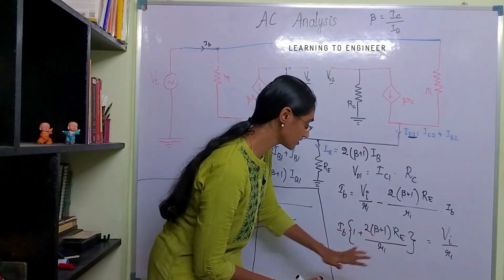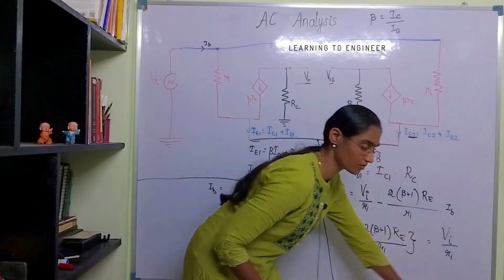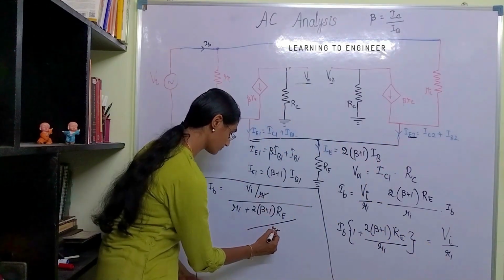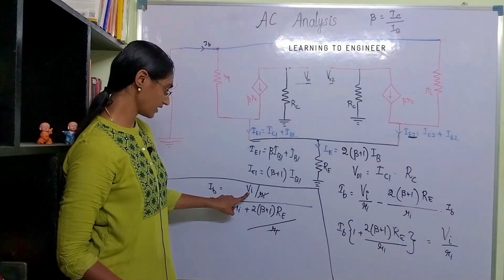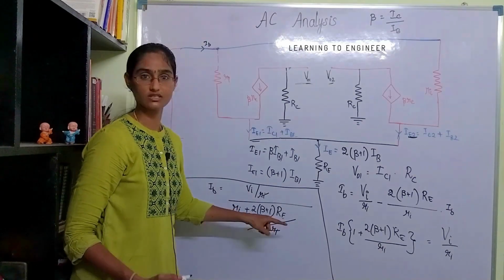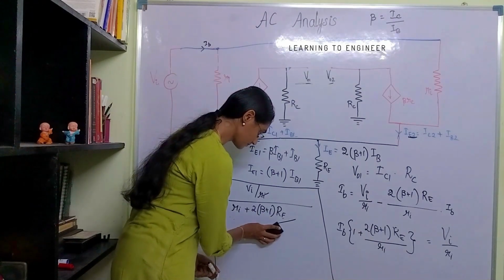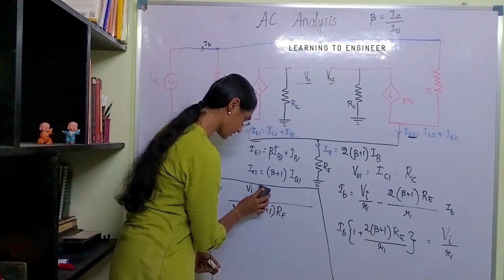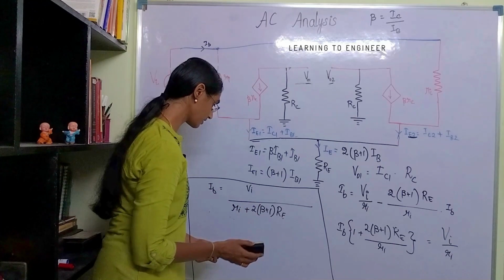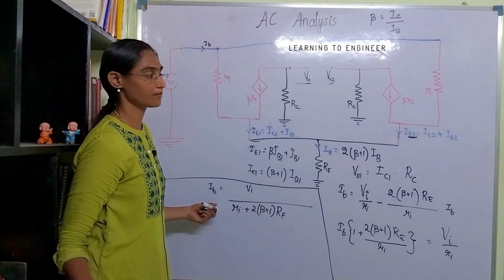Okay, I am putting this big term in the denominator. So these two ri's will cancel. So Ib will be Vi divided by this term. Ri and Ri are getting cancelled. Okay, so this is the value of the base current.